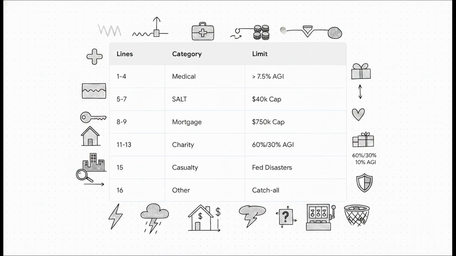Down on lines 11 through 13, you have your gifts to charity, where we just covered the 60% cash limit and the 30% non-cash limit. Line 15 captures casualty and theft losses, which again is strictly limited to federally declared disasters. And finally, line 16 catches those other itemized deductions, like your gambling losses, capped at your winnings. When you compile all the math from those categories, you finally arrive at line 17, which is your total itemized deductions. This grand total is the critical number you have been working so hard to find.